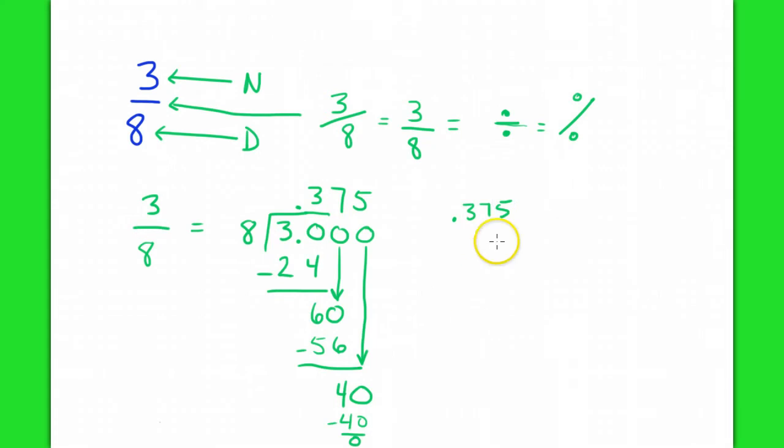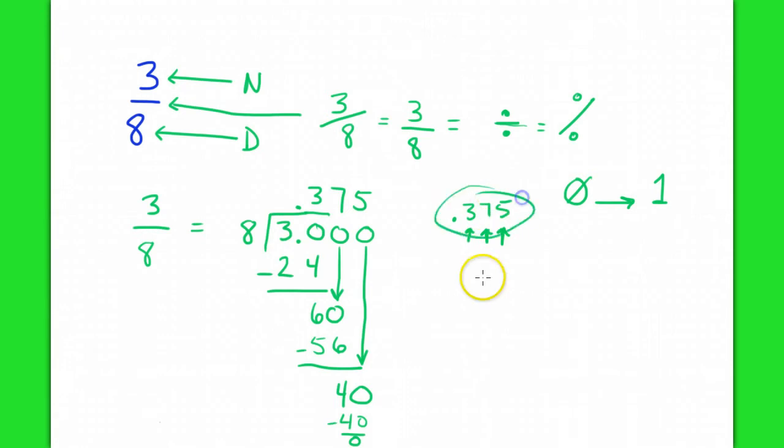0.375. Now that says tenths right here, hundredths, thousandths. This is 375 thousandths. Okay, so somewhere between 0 and 1 on the number line is this 0.375. Right? It's not all the way to 0, and it's not to 1. And we can see by the 0.3 that it's less than halfway to the 1 from the 0.